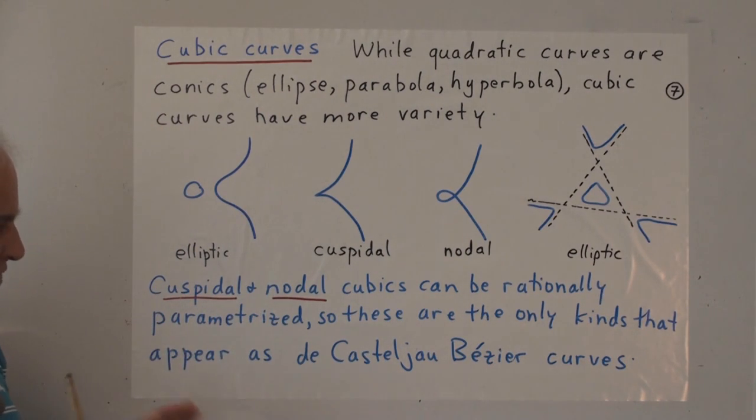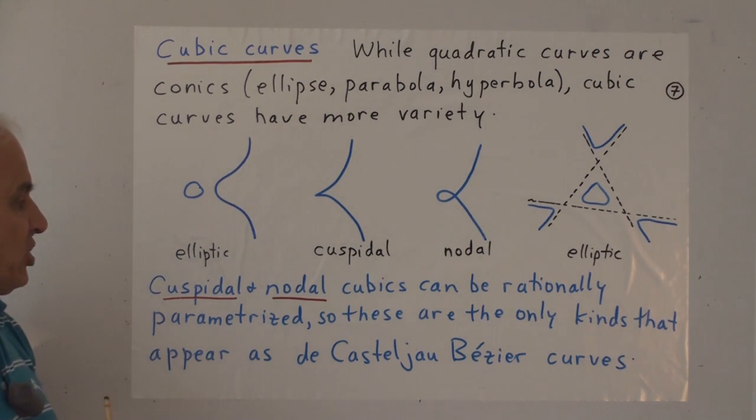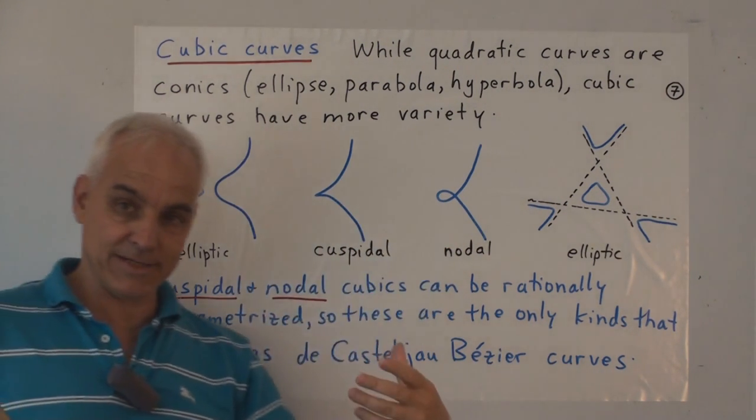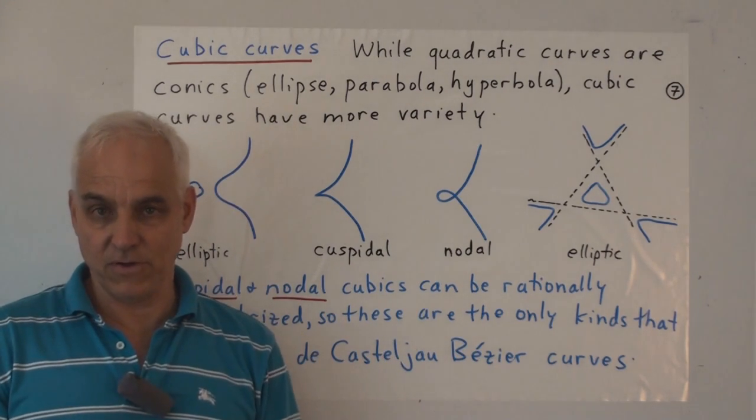So in fact, there's some connection here with algebraic geometry. We're finding rational parameterizations of cuspidal and nodal cubics using this point of view.